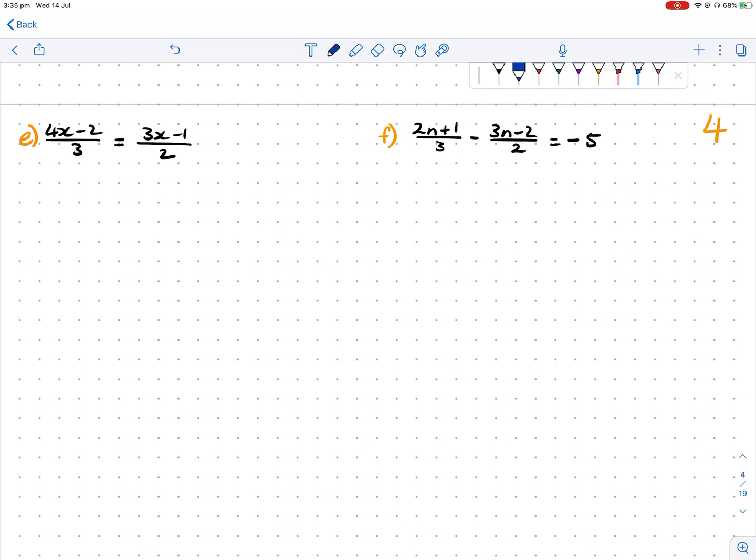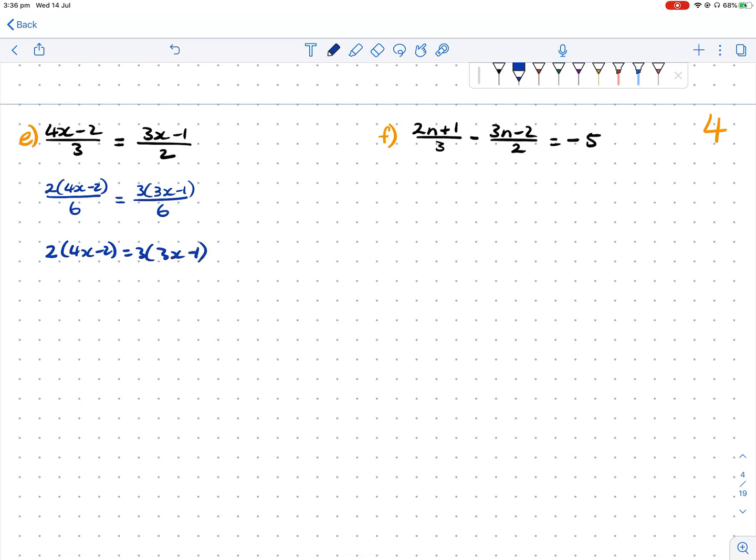If I make this one over 6, and this one over 6, then with the first fraction, we'll need to multiply the numerator by 2. And the second fraction, we multiply the numerator by 3, 3x minus 1. So if they're both over 6, we can multiply both sides by 6, and all we've got left is 2 times 4x minus 2 equals 3 times 3x minus 1.